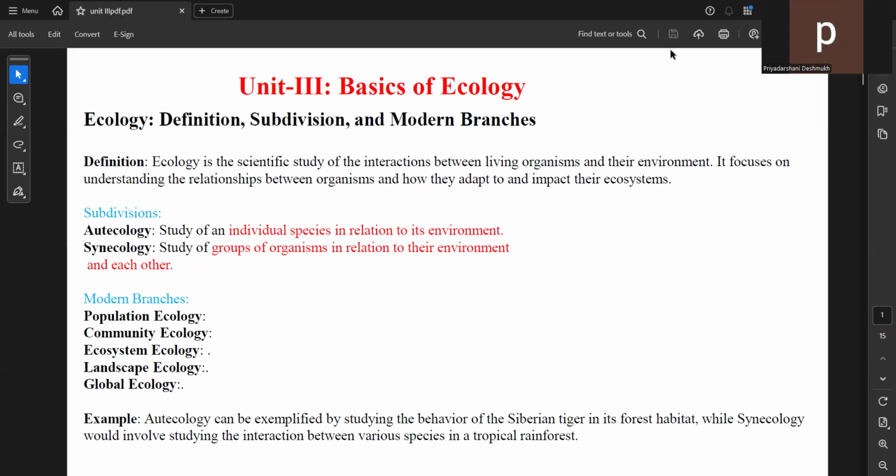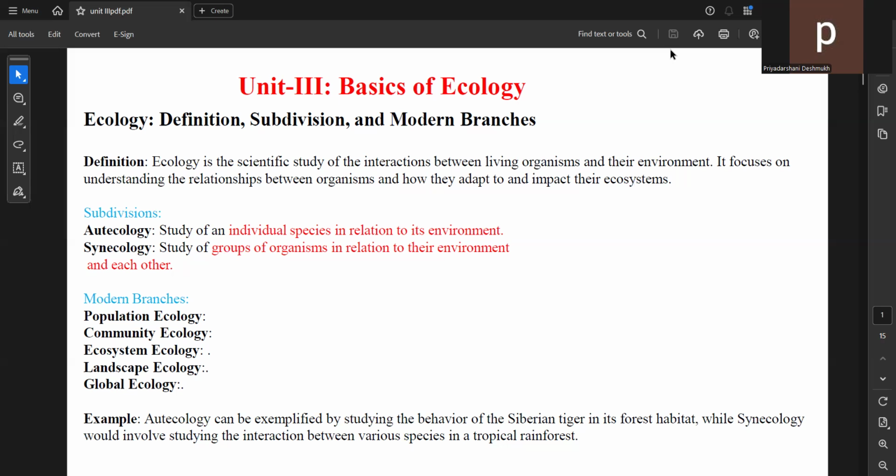Next, ecosystem ecology examines the energy flow and nutrient cycling within the ecosystem. The next is landscape ecology. This ecology deals with the study of the pattern and the interaction between ecosystems. The last is global ecology, which looks at the large-scale ecological processes that occur across the planet. Now, we can give examples. Autoecology is studying the behavior of a Siberian tiger in its forest habitat, whereas synecology is the study of the interaction between various species in the tropical rainforest.